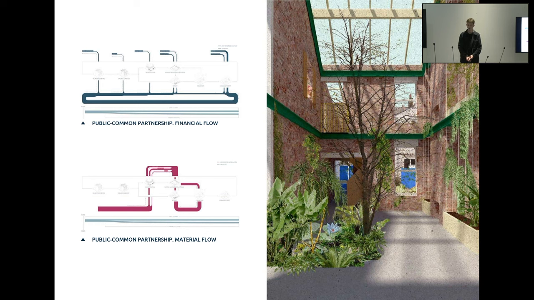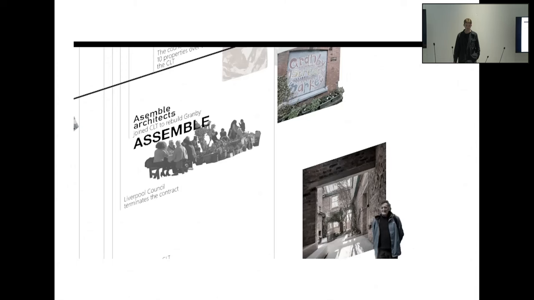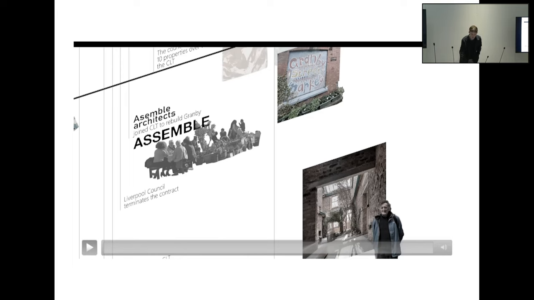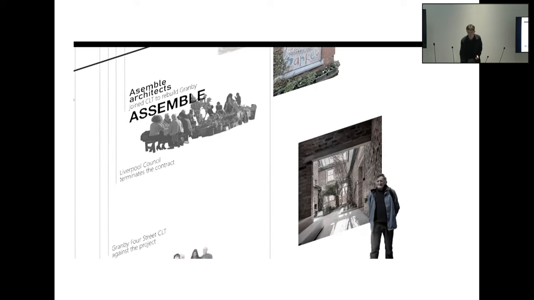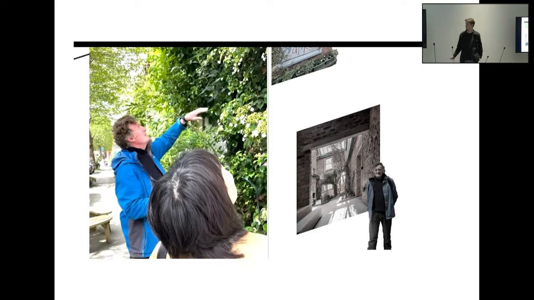In 2011, the residents formed the Granby Four Streets Community Land Trust and petitioned the local council to transfer ownership of some of the vacant properties to the CLT. They successfully renovated 11 homes in Granby and converted two into the popular Winter Garden, an indoor community space. During our site visit, we also were able to visit the Winter Garden, and meet with other community members like James McGee.